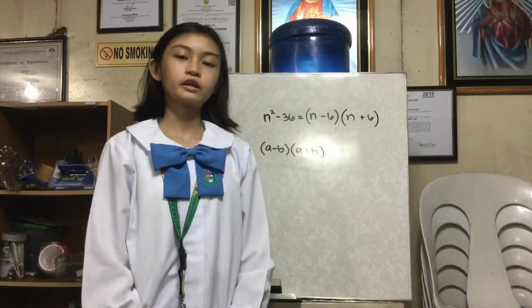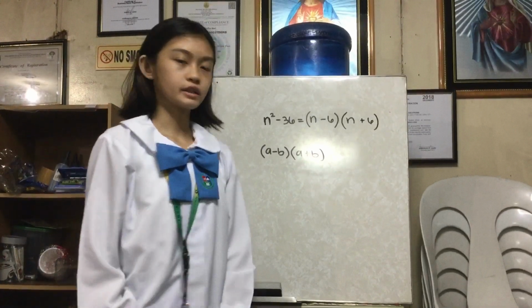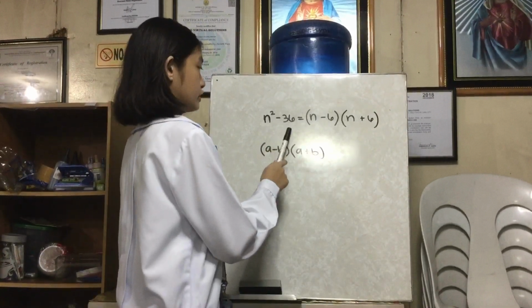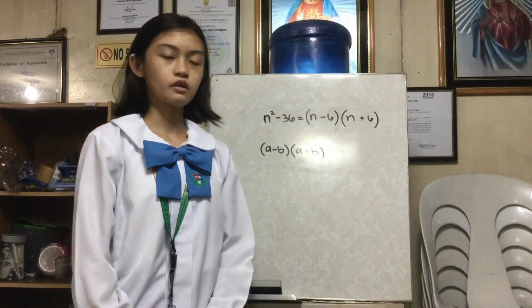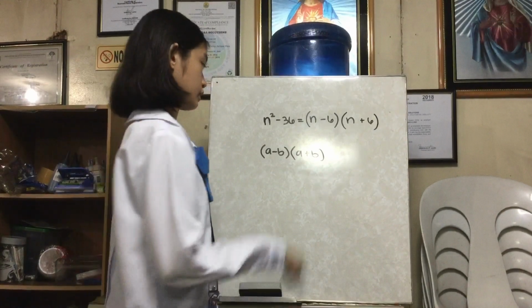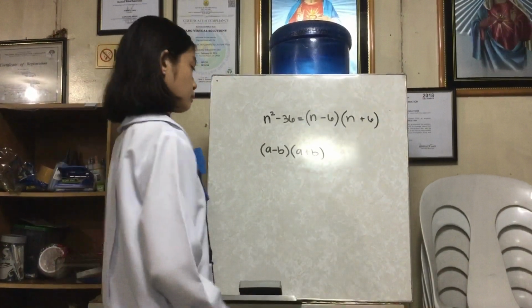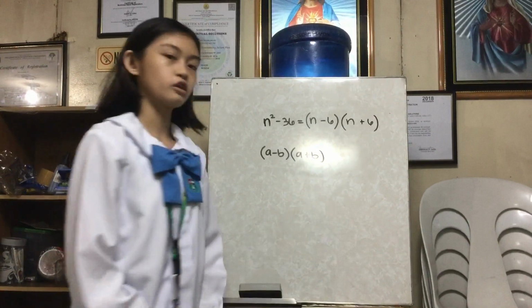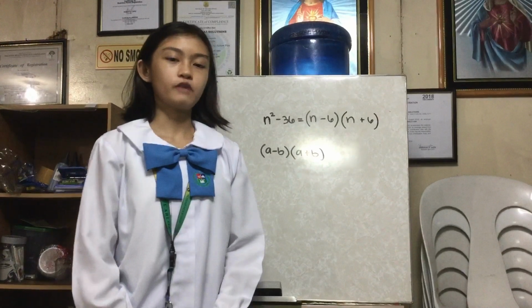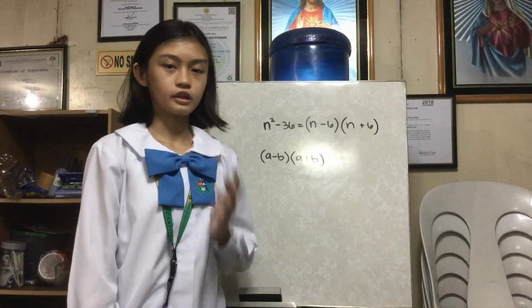Now let's go to factoring polynomials in special cases, sum and difference. For example, n squared minus 36. This binomial is a sum and difference of two terms. So you know that the factor is written like a minus b, then a plus b. And to solve this, you just have to multiply the first terms, then multiply the last terms. Now to look for the factor, you have to find two terms you can multiply together to get the product given.